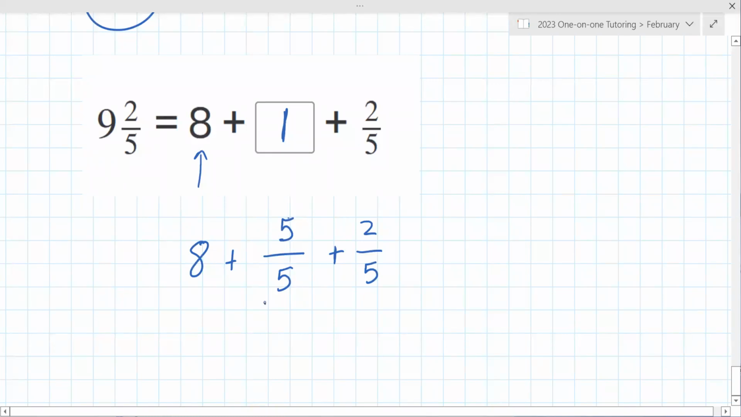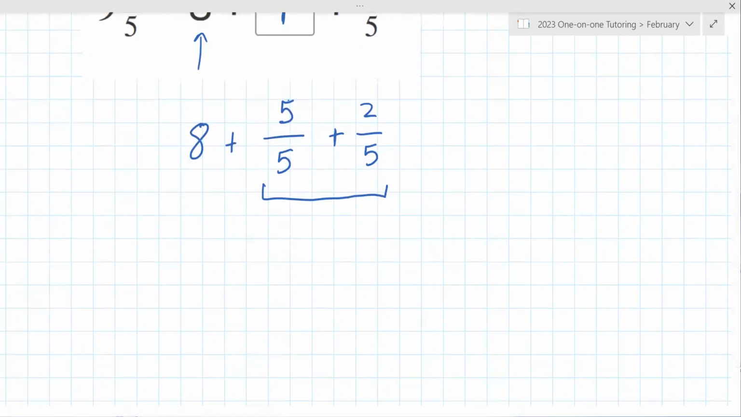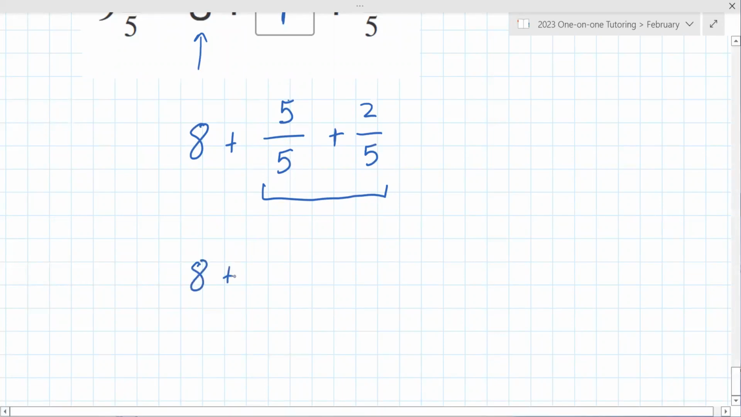Now, can you add these fractions on the right for me, please? 8 plus 5/5. We're adding the fractions. They have the same bottoms. So what do you do to the tops? 5 plus 2 is 7. So this becomes 7/5. Do you agree with that? Yeah. Okay. And that's important. We'll see why in a moment.